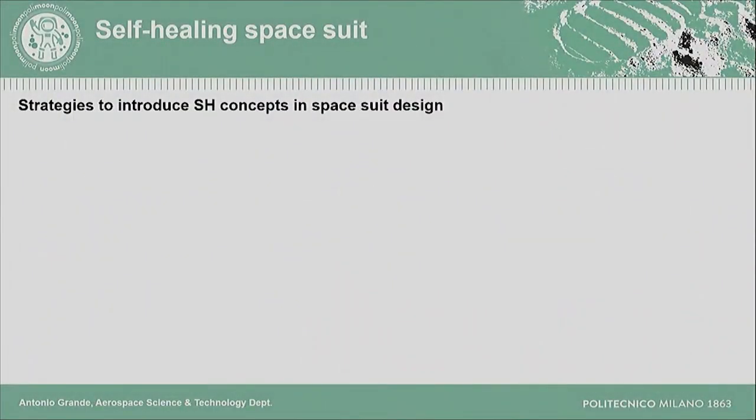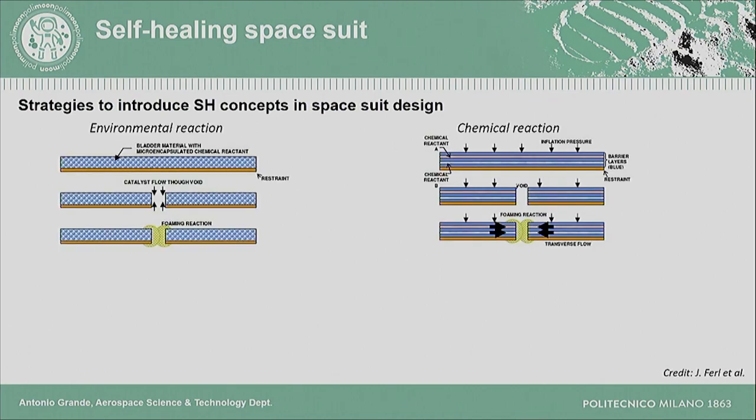Now we want to insert this material in a spacesuit. So there are different strategies. We have, following a self-healing approach, an environmental reaction or a chemical reaction. In the first case, one reacting material is embedded inside the stacking sequence of the spacesuit. When damage arrives, this material flows to the damaged site and reacts with the environment, for example with the oxygen, which creates a foam and seals the damage. Similar to this one, there is a chemical reaction where two fluids that can react together flow to the region of the damage, sealing it.